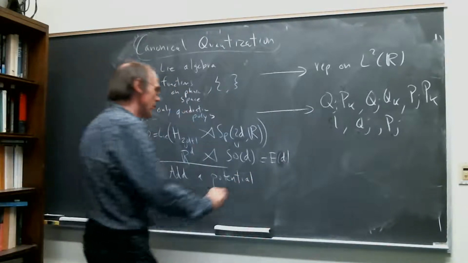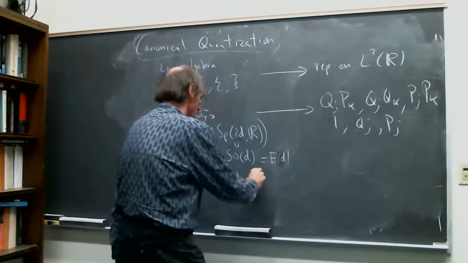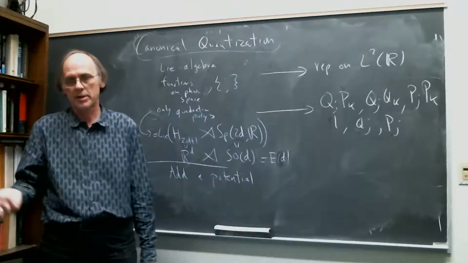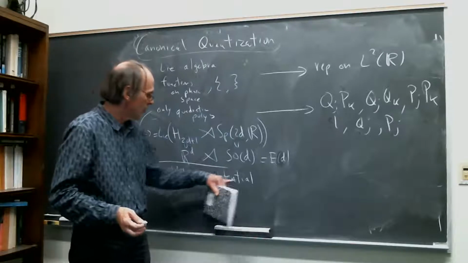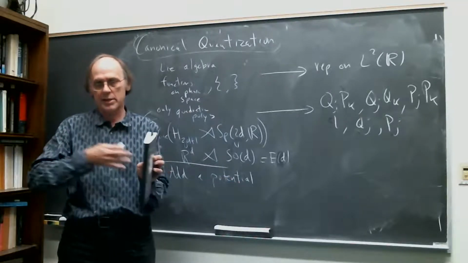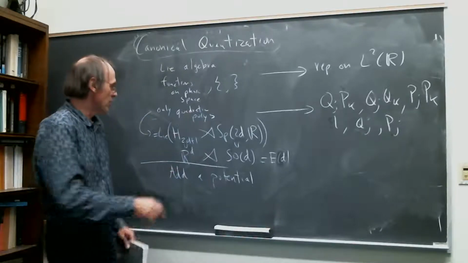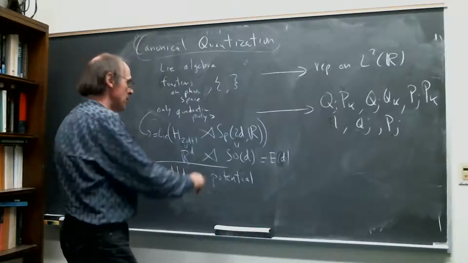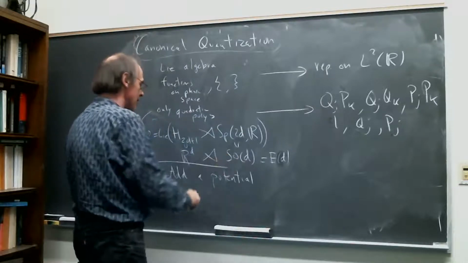So if you add a potential, and so instead of talking about a free particle, you're talking about a particle in a potential. If you add a potential, you typically are breaking the translation symmetry. So you no longer have this as a symmetry, but you may have something else.